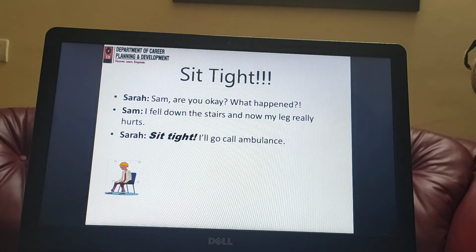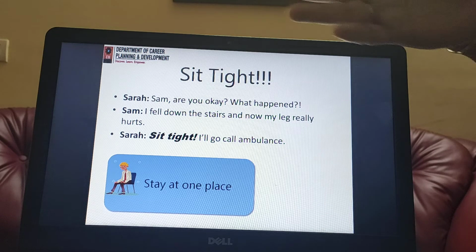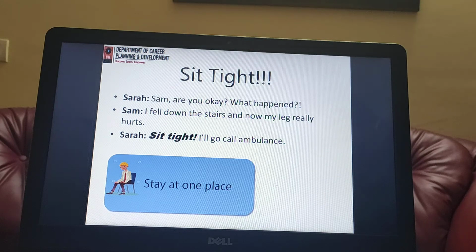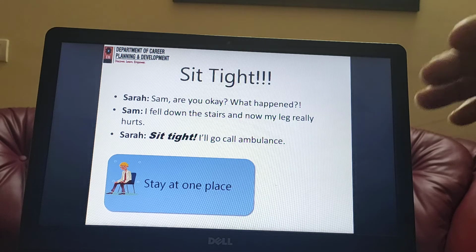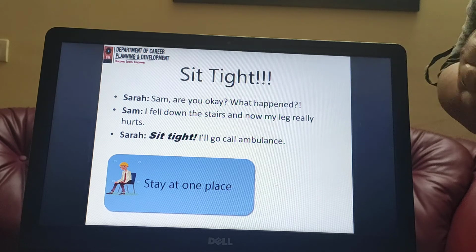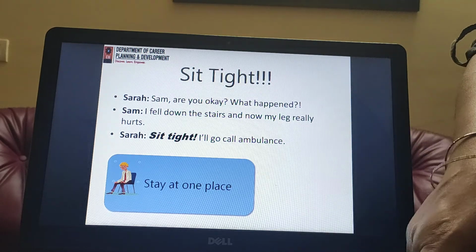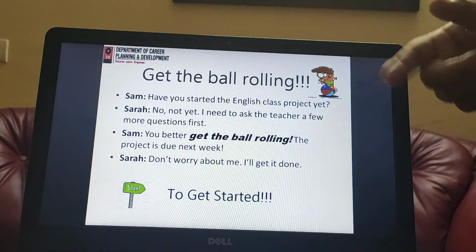Next is sit tight. This means stay wherever you are, right? Stay at one place. Sarah and Sam are again in conversation. Sarah: Sam, are you okay? What happened? Sam: I fell down the stairs and now my leg really hurts. Sarah: Sit tight. I will go and call an ambulance. So sit tight means stay at one place. Don't move here and there until I arrange an ambulance for you. Again, sit tight is a very easy idiom that you can use in your day-to-day conversation. Get the ball rolling.